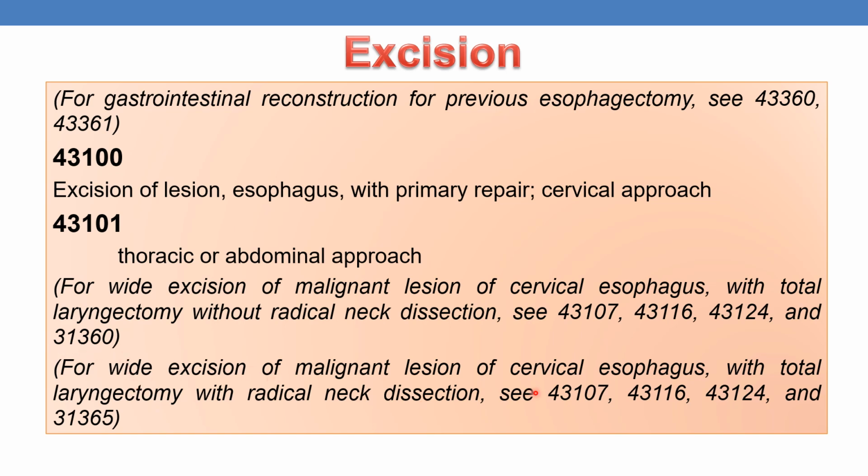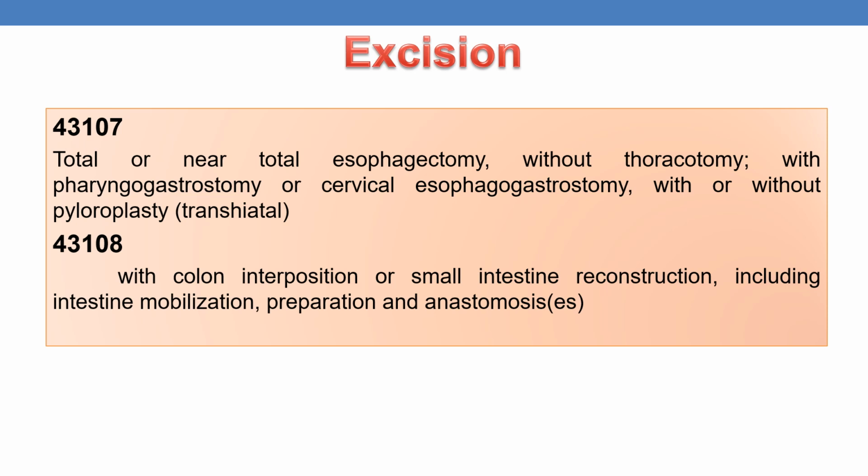And for wide excision of malignant lesion of cervical esophagus with the total laryngectomy with radical neck dissection. Previously it is without, now it is with radical neck dissection. You need to refer 43107, 43116, 43124 and 31365. The next CPT is 43107. It deals with total or near total esophagectomy without thoracotomy, with pharyngogastrostomy or cervical esophagogastrostomy with or without pyloroplasty.